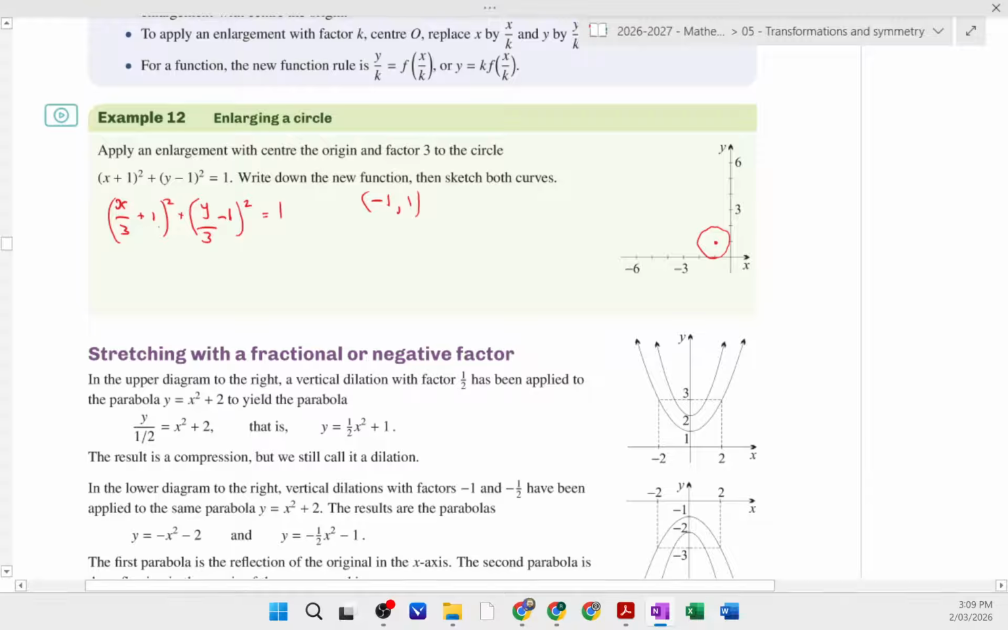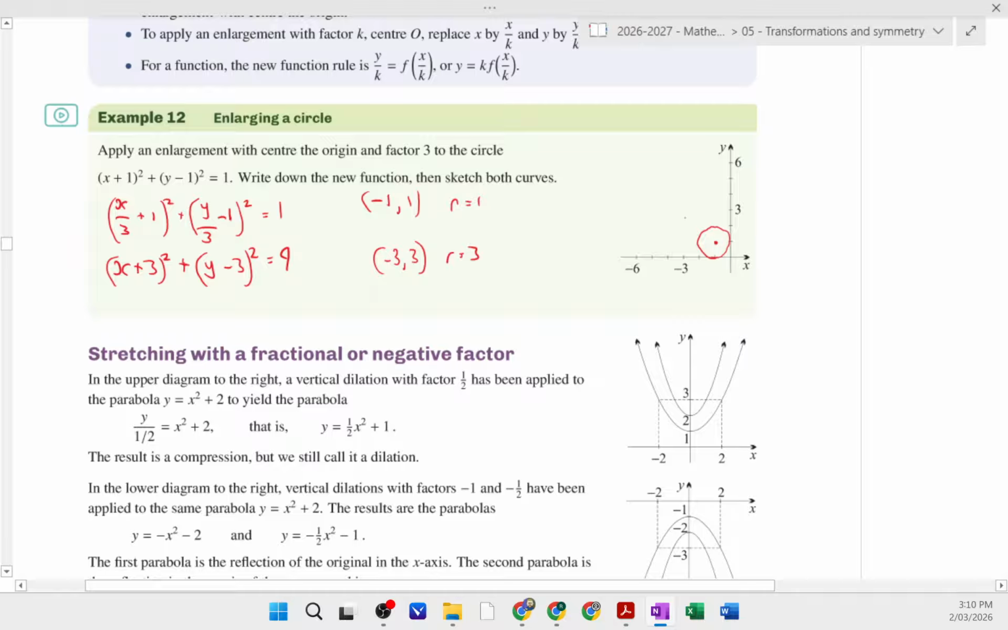If we multiply everything by 3, so I'll multiply everything in this bracket by 3, I end up with (x + 3)². And multiply everything in this bracket by 3, I end up with (y − 3)². And then I have to multiply this by 3 twice. So I had to multiply it by 3 squared, technically, which gives me 9, which means I now have a circle with a center at (−3, 3), and a radius of 3.